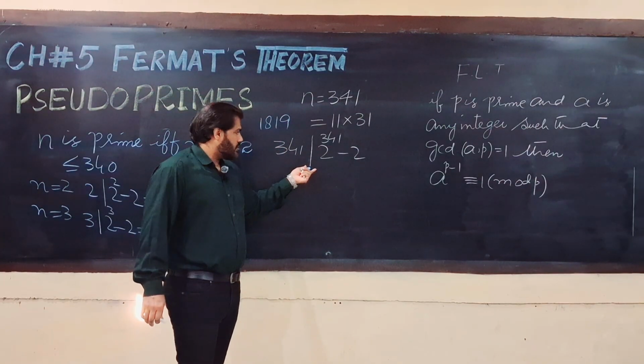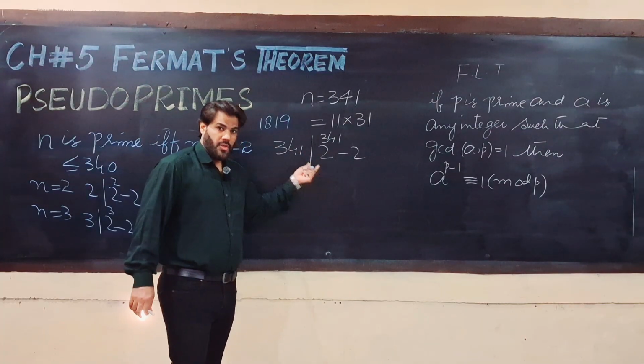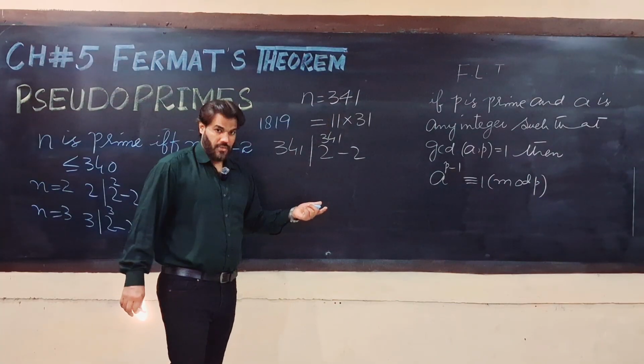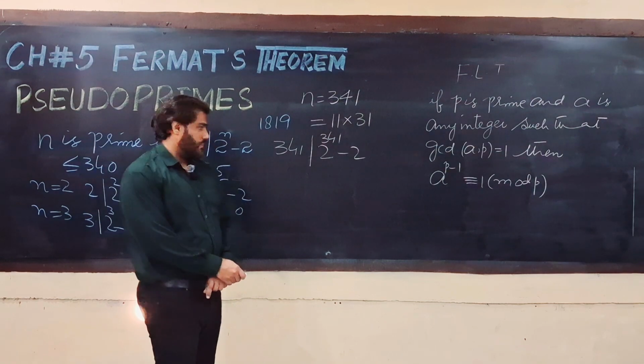And we will prove this at the end of the lecture. Actually, this is our main target, and that will show 341 is a pseudoprime. So now we discuss the proper definition of pseudoprime.